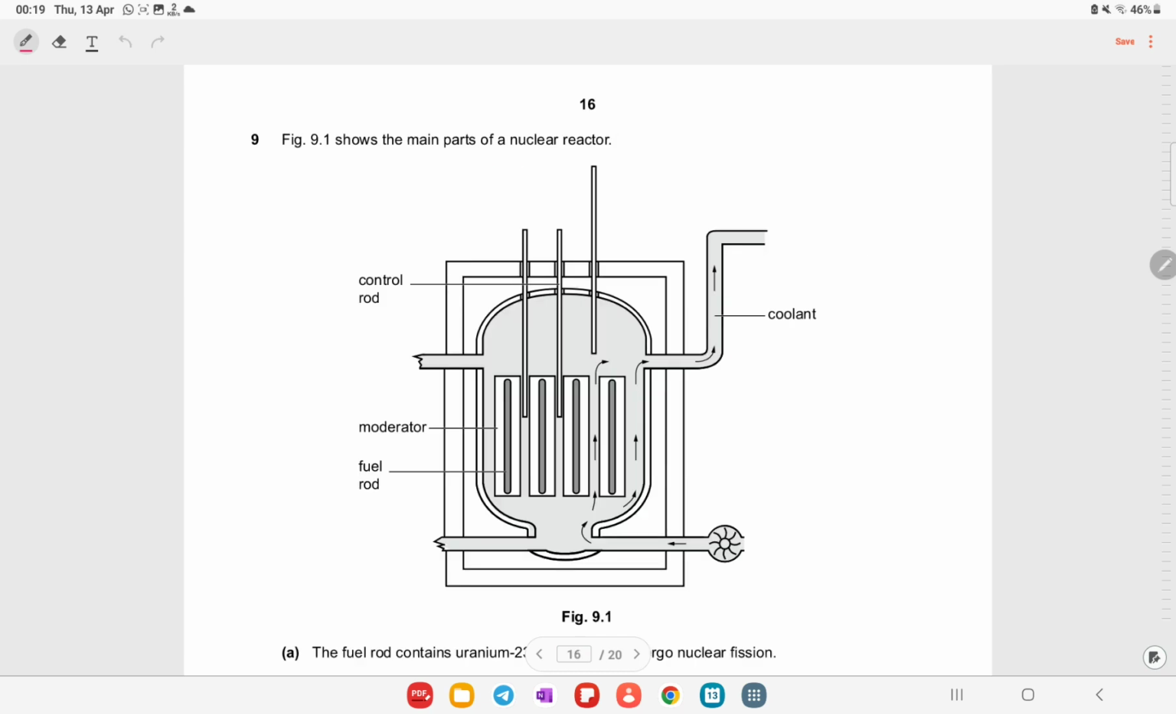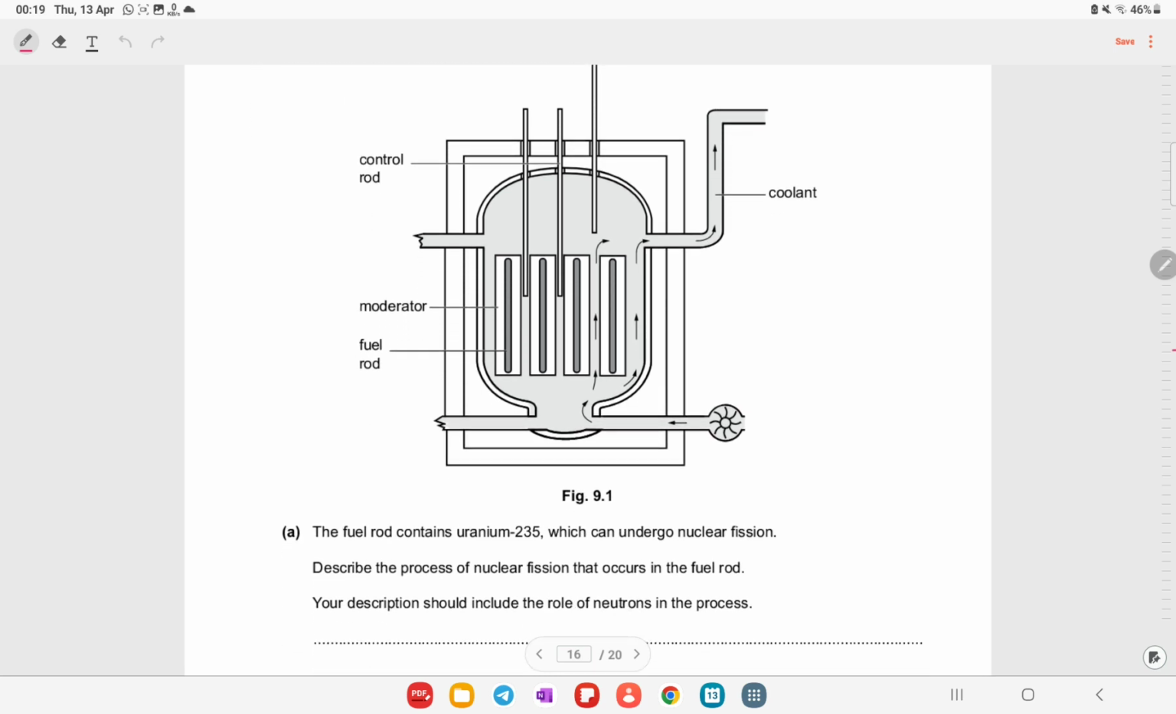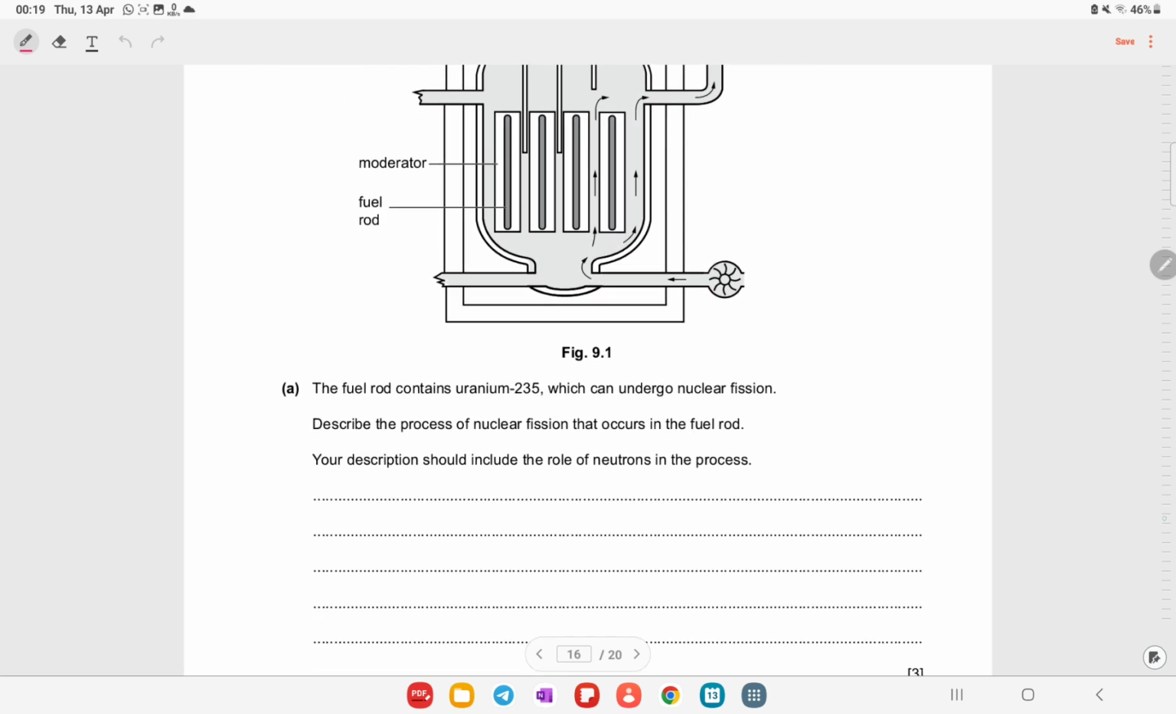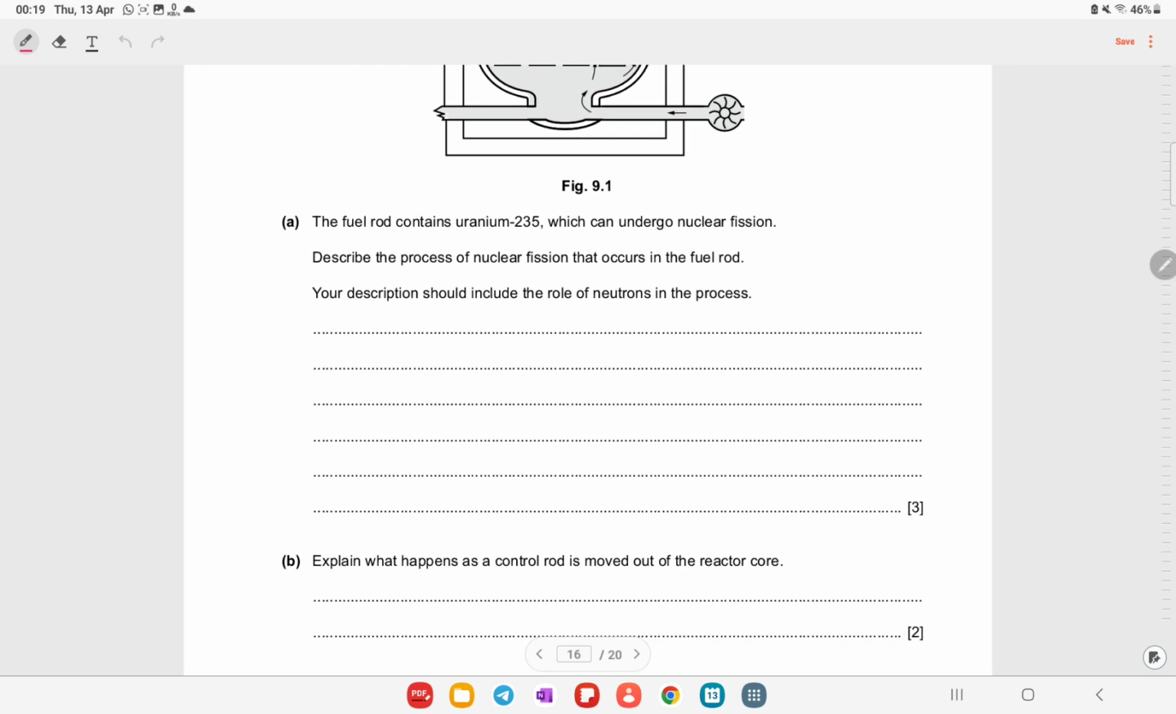Figure 9.1 shows the main part of a nuclear reactor. The fuel rod contains uranium-235, which can undergo nuclear fission. Describe the process of nuclear fission that occurs in the fuel rod. Your description should include the role of neutrons in this process.